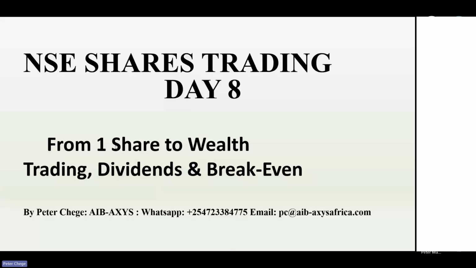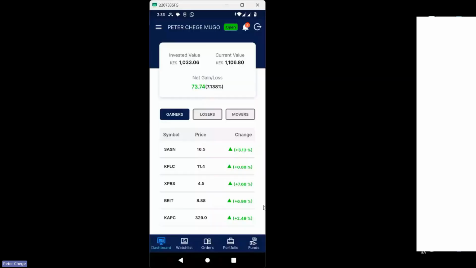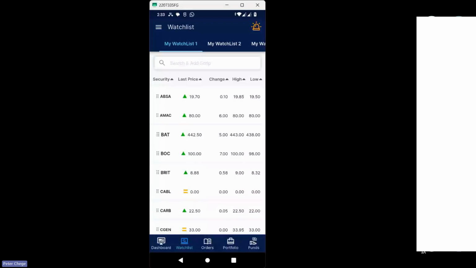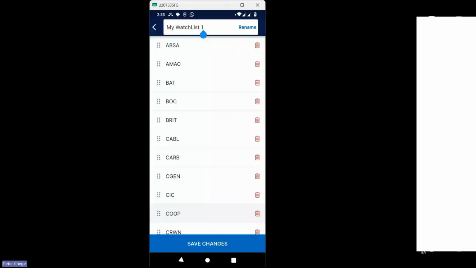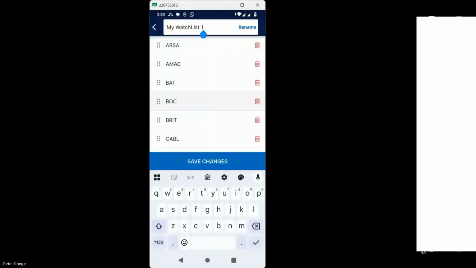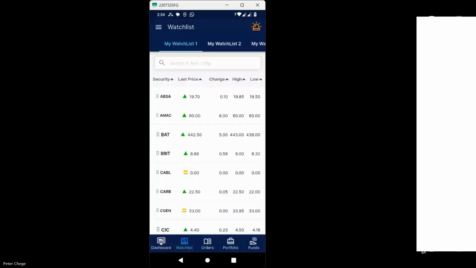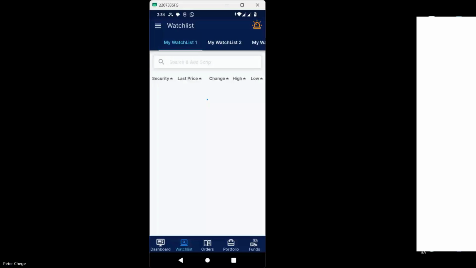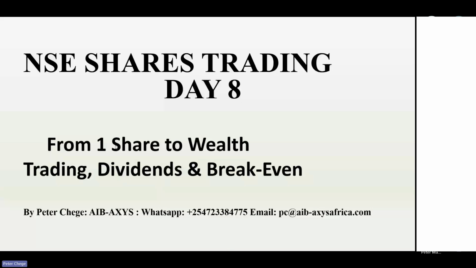To delete on the portal is easy. You just click on the delete icon. If you want to add, you go to add script. On the app, if I want to delete, let's say BOC, I will long press where it says My Watchlist 1, My Watchlist 2. That title is what I will long press. I put my finger there and hold. There you have it. Just click on the delete icon. It is removed. Then you click save. It has gone. If I want to add, I click where it says search and add. BOC, where it is, has a plus sign. I just click on it, it ticks, then I save. So that's how you add and remove. Hopefully it is clear. If it is not clear, reach out on WhatsApp and I'll take you through.